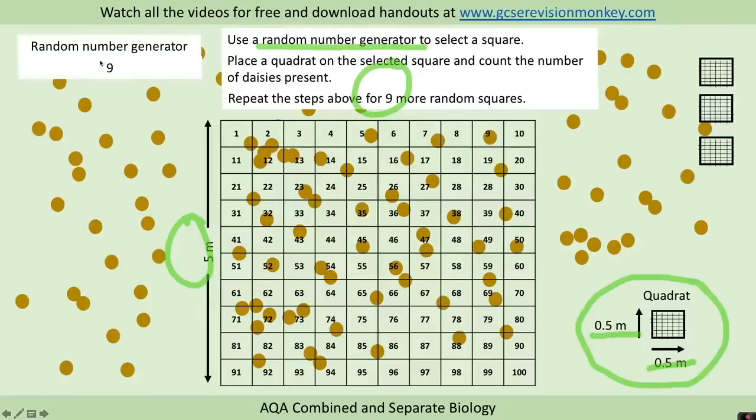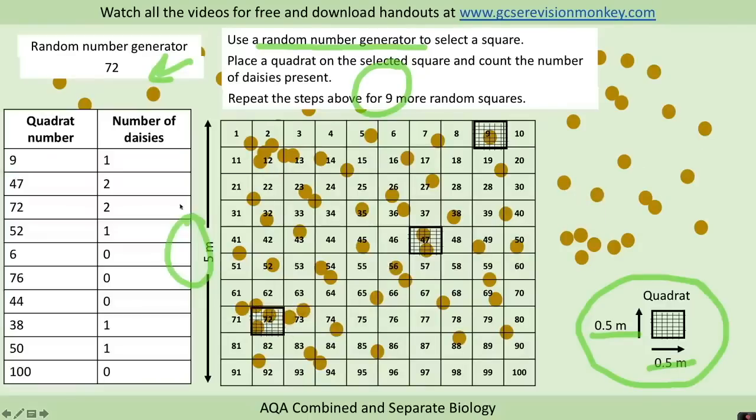So let's say our random number generator picked us out the number 9. What we do is we take our quadrat and we place that on square 9 and we count the number of daisies present. We would then repeat that for another square. For example, if our random number generator there picked us 47, we'd place our quadrat on 47, count the number of daisies present, and again, for example, 72, again counting the number of daisies present.